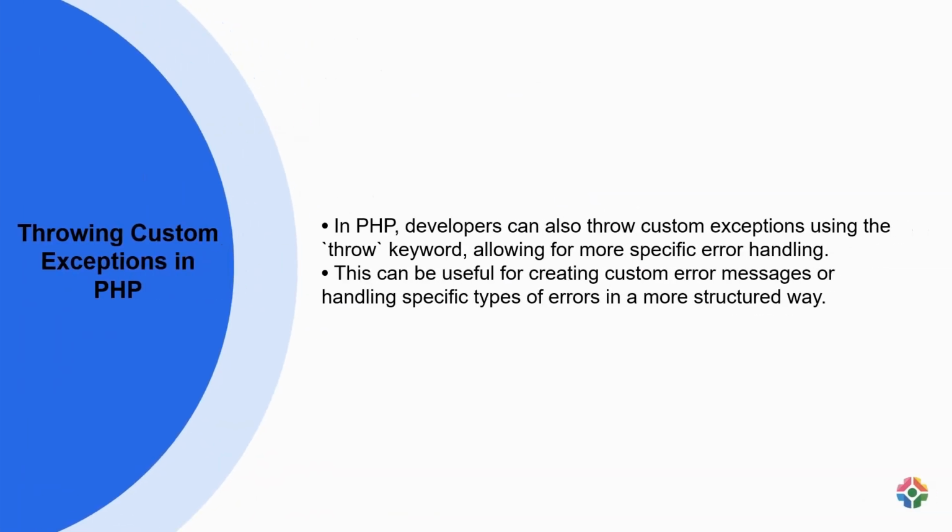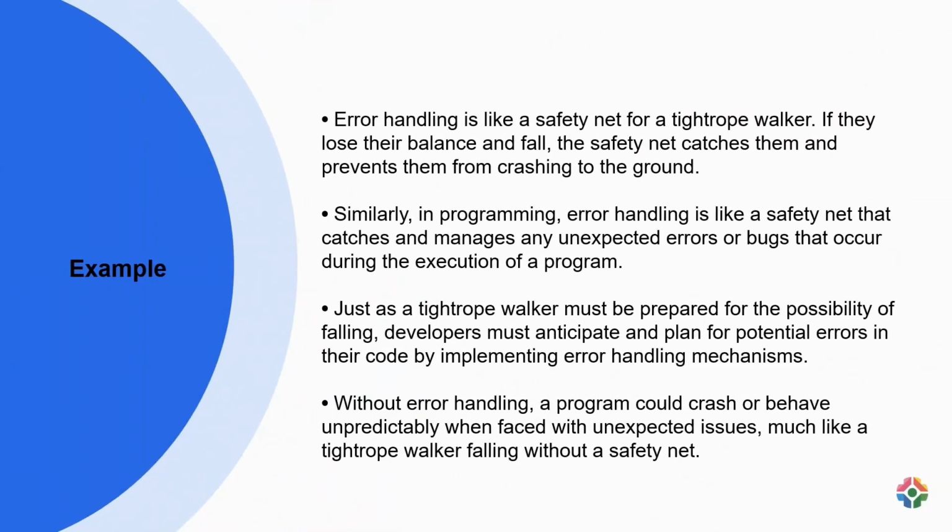PHP developers can enhance error handling by utilizing custom exceptions through the throw keyword. This capability enables the creation of tailored error messages and facilitates structured management of distinct error types. For example, a custom exception could be thrown when a database connection fails, providing detailed information for troubleshooting and resolving the issue efficiently.